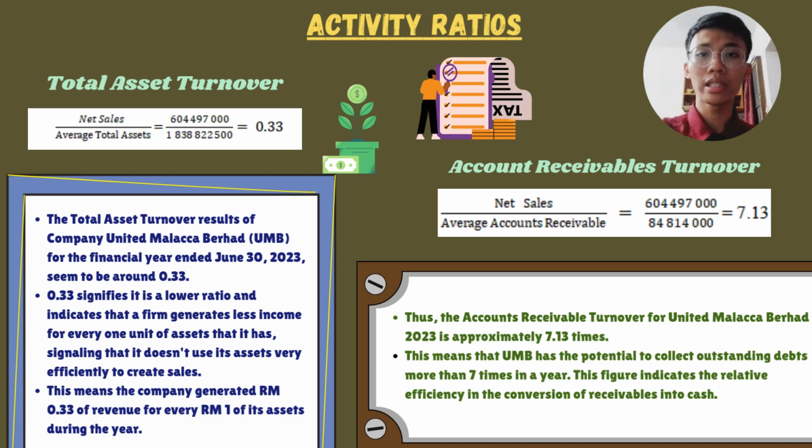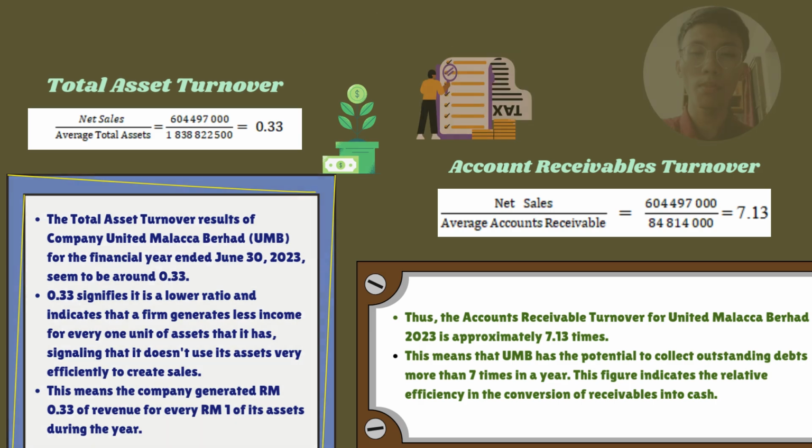The account receivable turnover for United Malacca Berhad in 2023 is approximately 7.13 times. This means that United Malacca Berhad has the potential to collect outstanding debt more than 7 times in a year. This figure indicates the relative efficiency in the conversion of receivables into cash. The ratio is high, which indicates that United Malacca Berhad can quickly convert credit sales into cash and thus improve cash flow, which is critical for meeting short-term obligations and for funding operations.